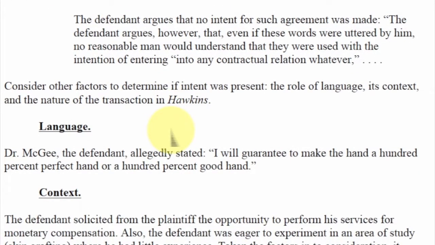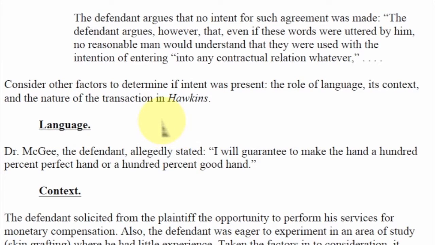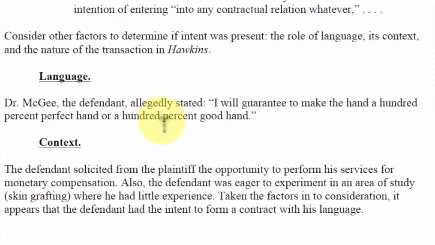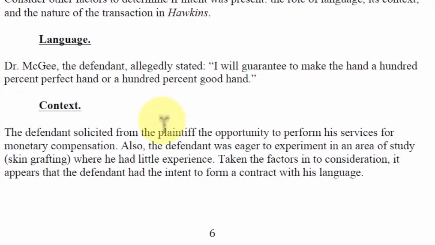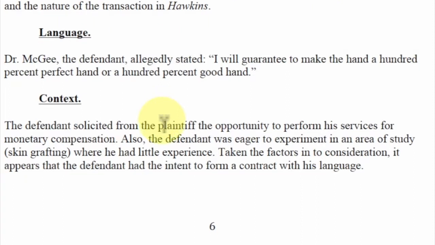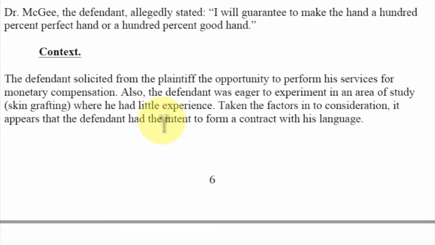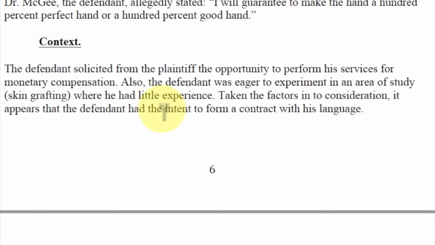Some of the factors that they consider in the case is the language. And what does Dr. McGee say? He says, I will guarantee to make the hand perfect. So he does make a statement. And of course, the context, what's going on in the context. So let's talk about the context here. The court is going to take this into consideration. It's going to use it as a factor.